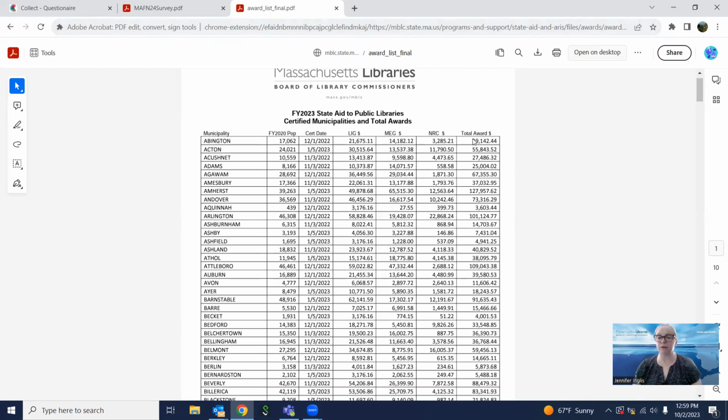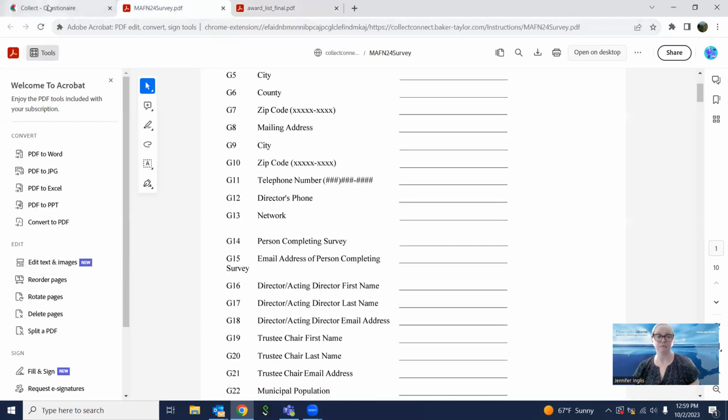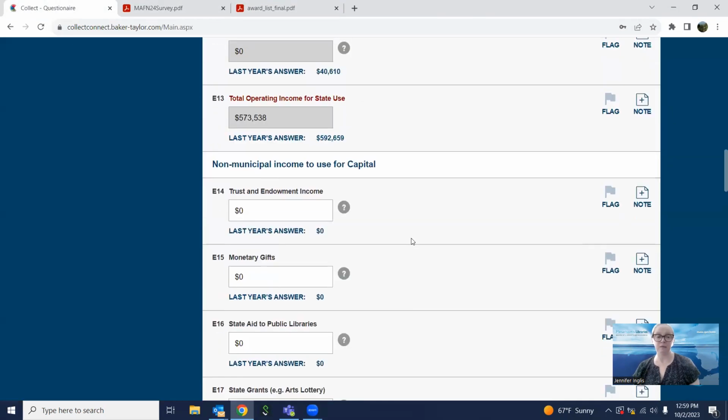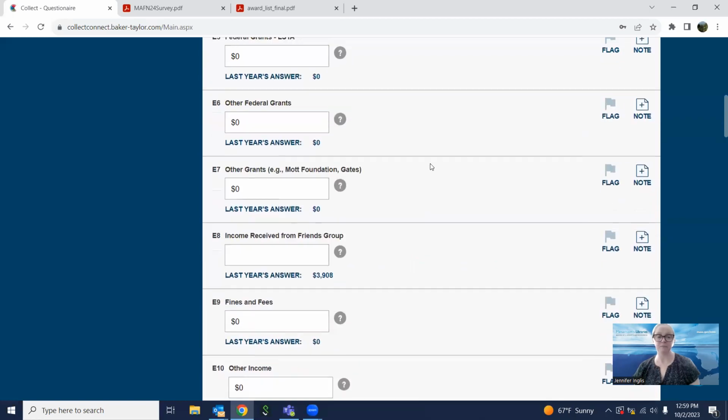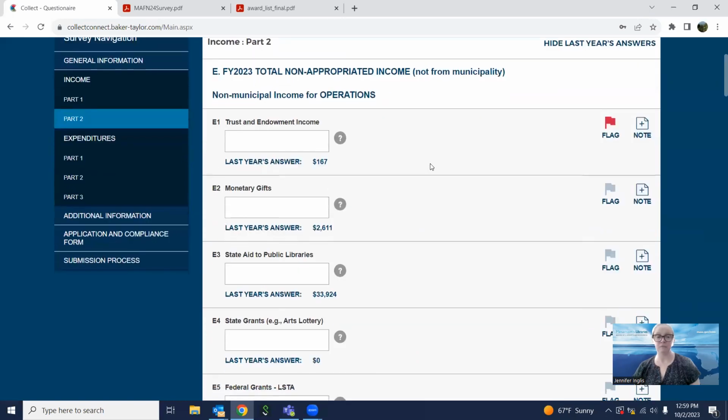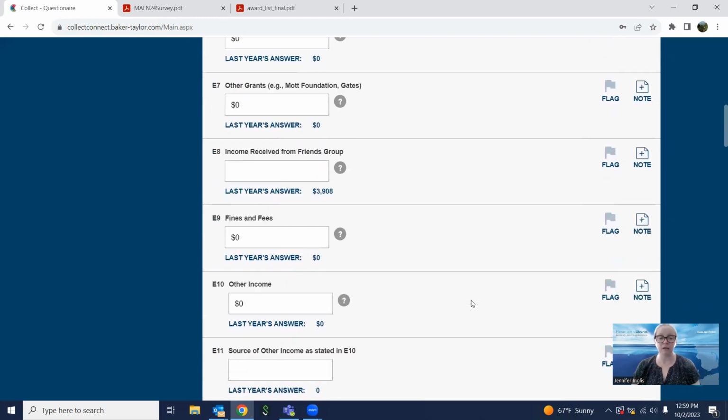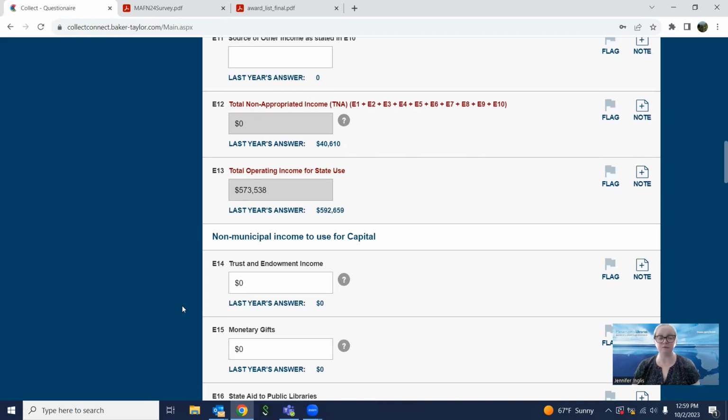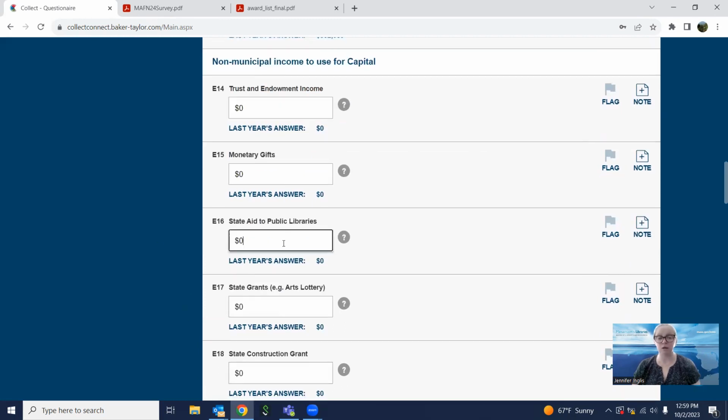And then your total award. So this is the number we need you to put in your survey. And it would either be in your non-appropriated income, E3. So if you're using the whole thing or part of it for operations, you can put it here. And if you're using part of it for capital, you would put it here.